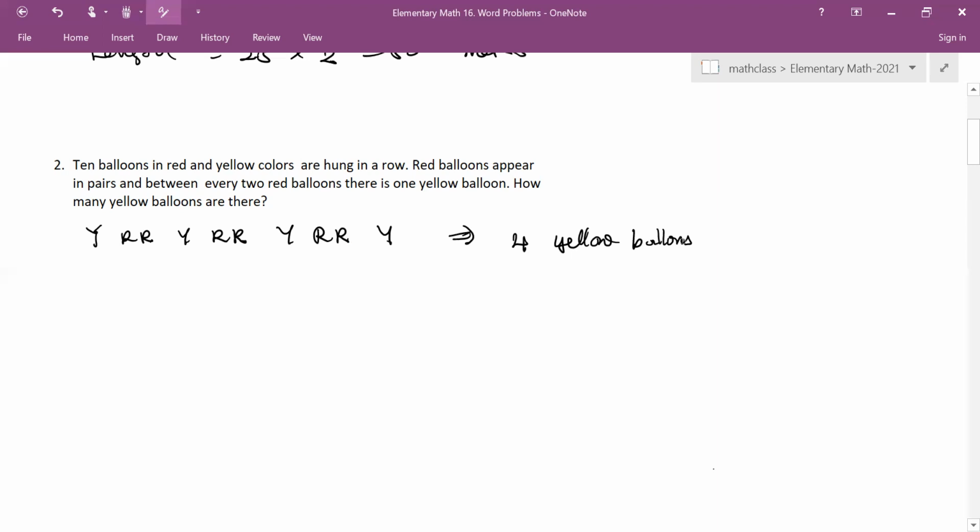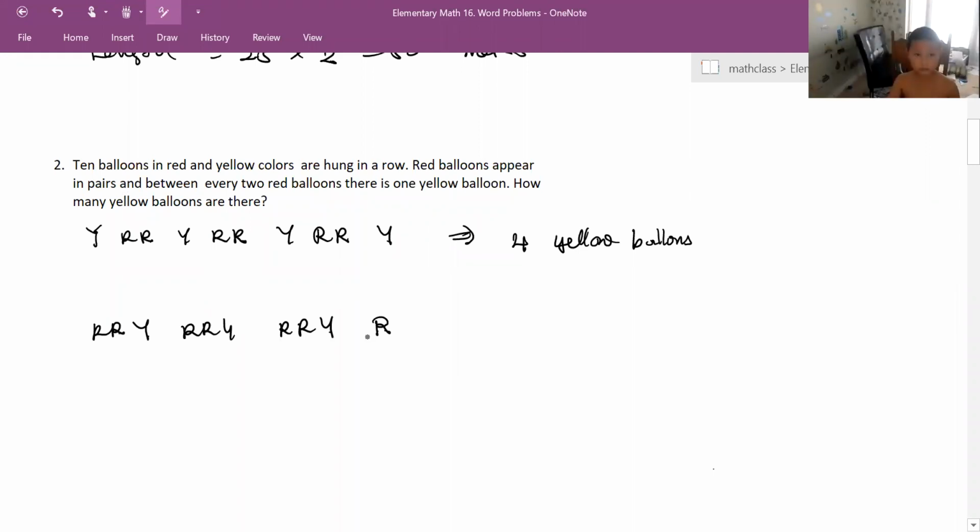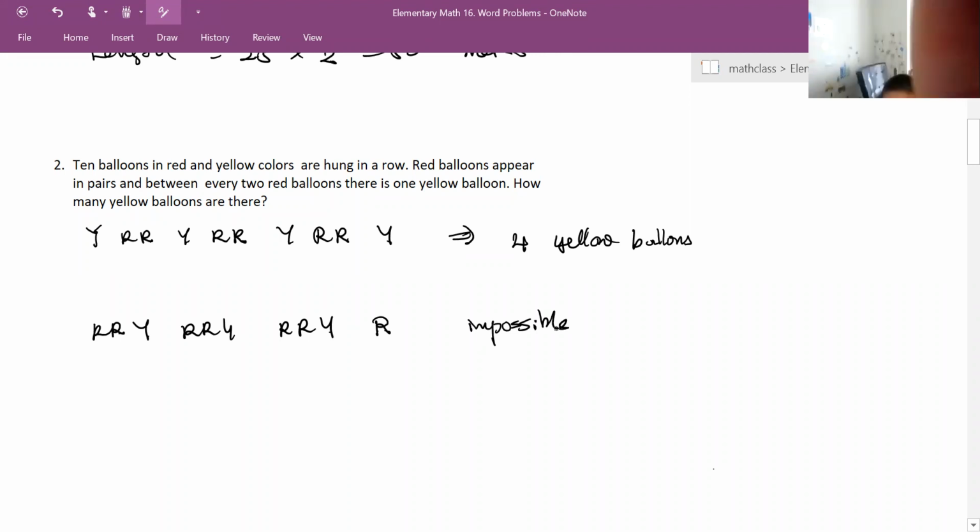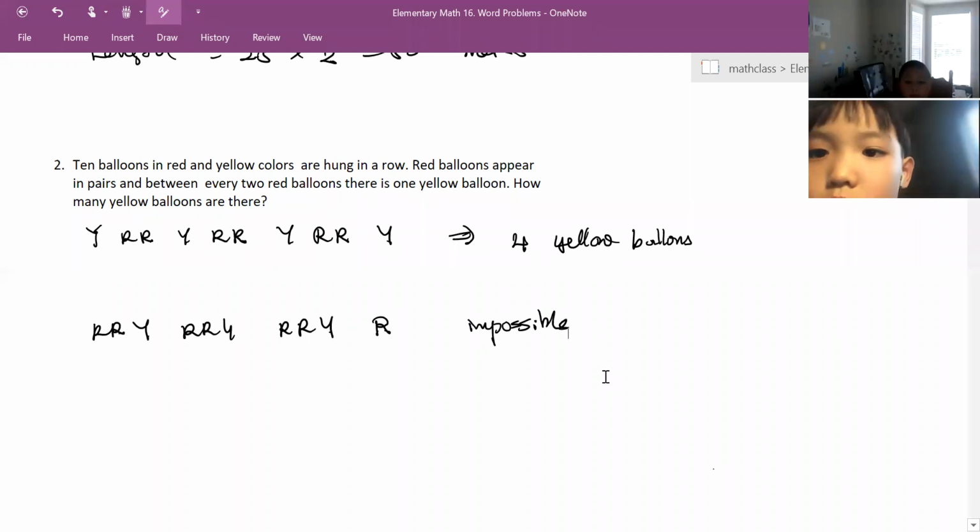There's another possibility. It begins with 2 red balloons: red, red, yellow, red, red, yellow, red, red, yellow. Then it ends with a red, but that's only one, because it's already 10 here. But it says that red balloons appear in pairs. You cannot just have only one. That's impossible. So the only solution is that there are 4 yellow balloons. That's the first pattern. The second pattern is excluded.